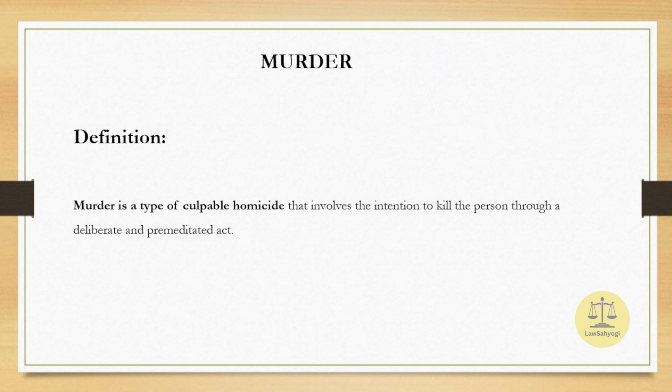Now, to put murder in simple terms, we can define murder as killing of an individual or human being. Murder can be defined as a type of culpable homicide that involves the intention to kill a person through a deliberate and premeditated act.